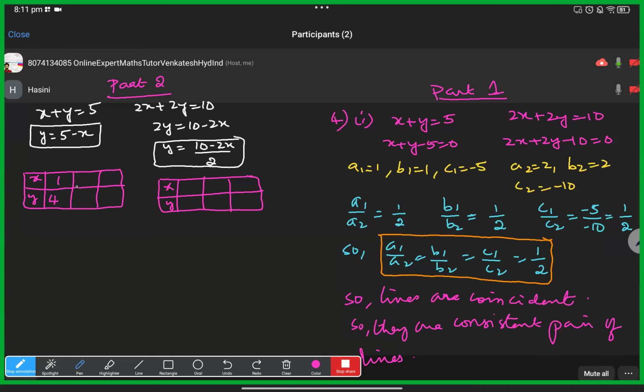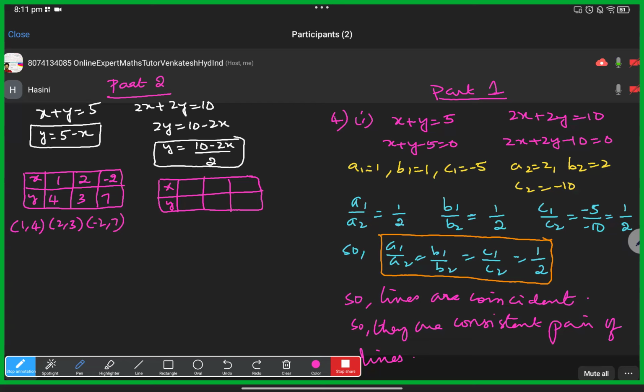So x is 2 I'm taking. Y is 5 minus 2, 3. And one negative side I'll take, Hasni. X is minus 2, let us take. Y is 5 plus minus of minus 2, 5 plus 2, it will become 7. Any doubt, Hasni? Let's check. So x is minus 2 means minus of minus plus 2, it will become 5 plus 2, 7. So points are 1 comma 4, 2 comma 3 and minus 2 comma 7 for the first line.